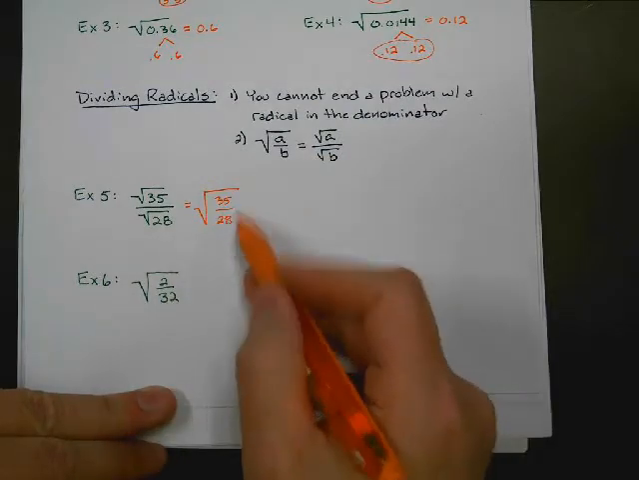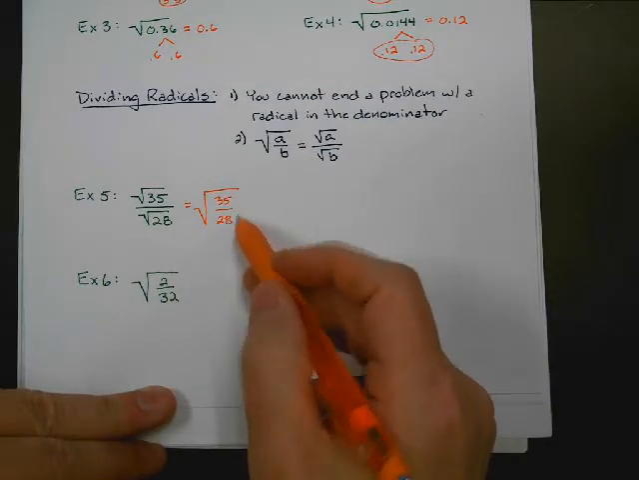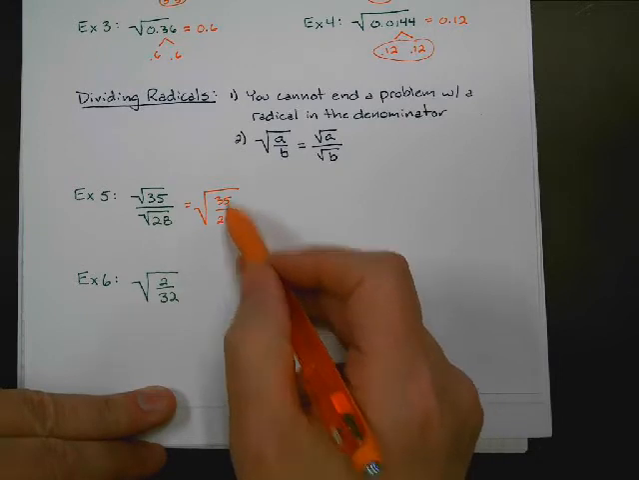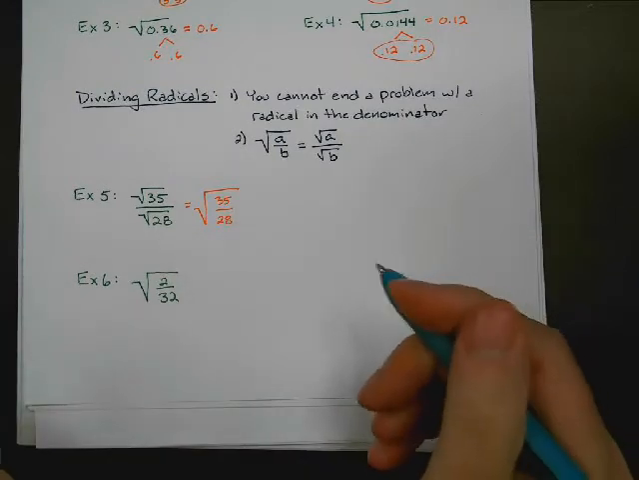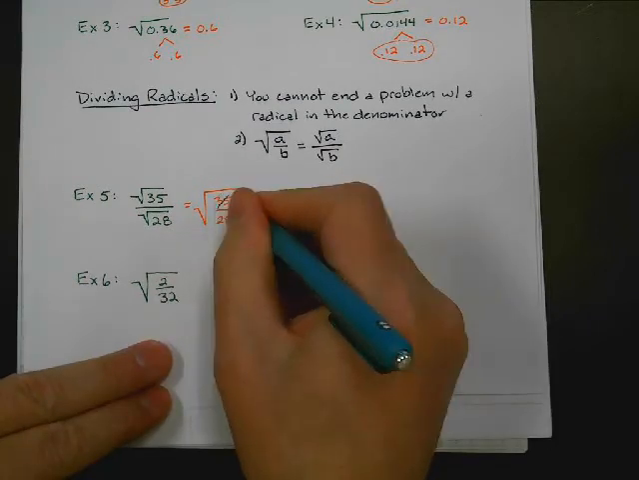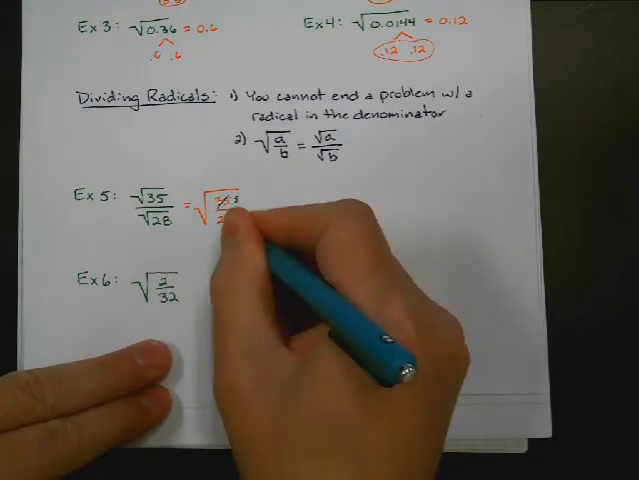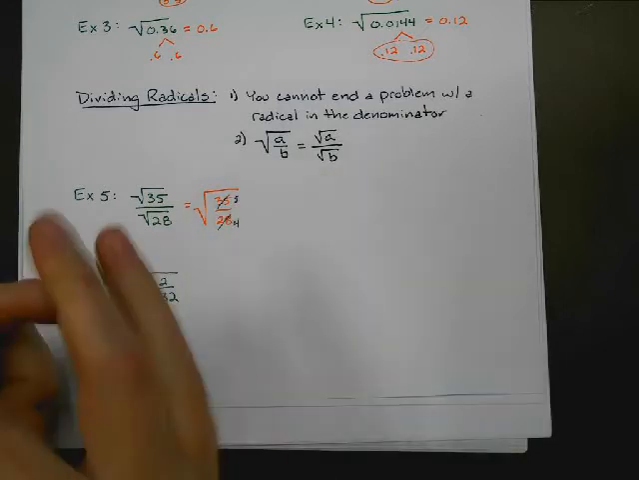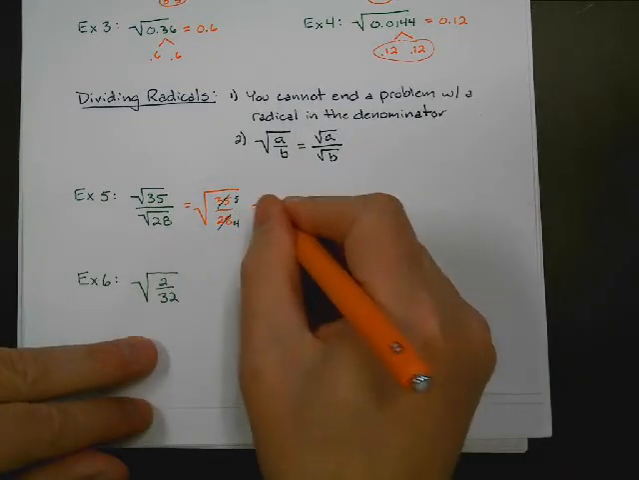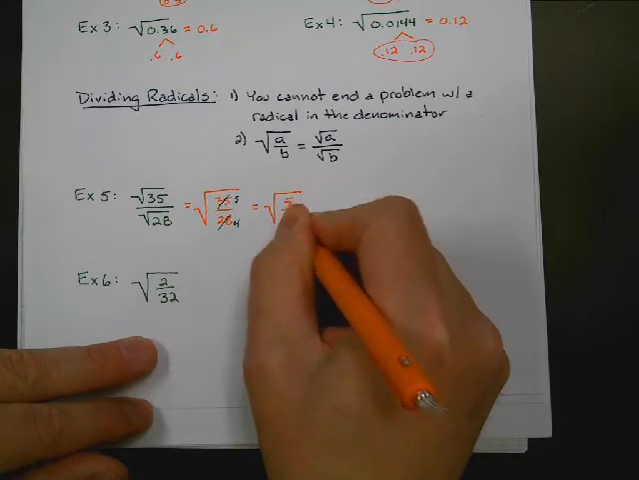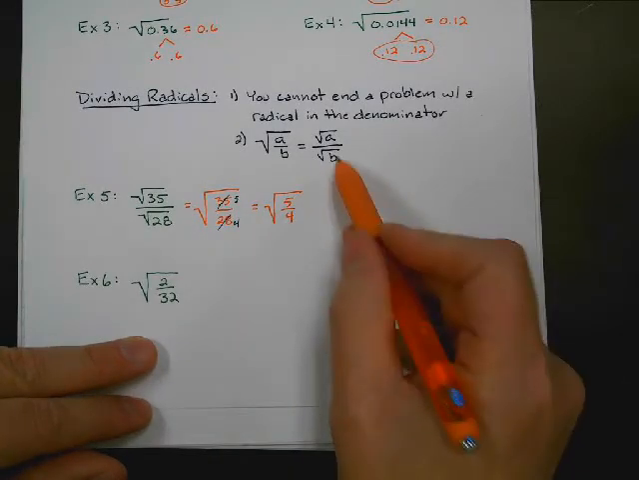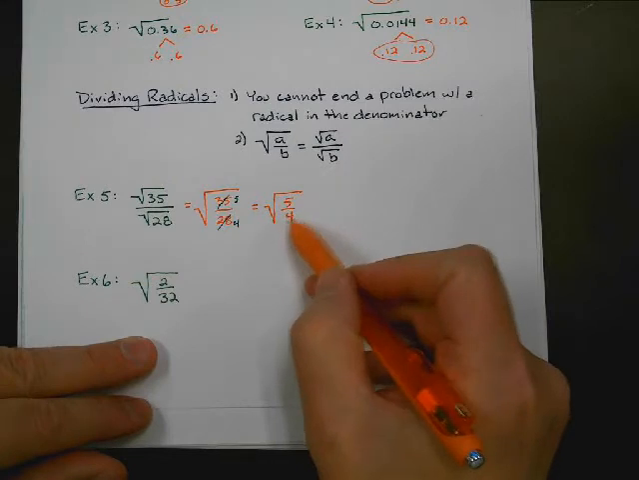So what I want to look at here is, can I reduce the fraction? So the fraction has 35 and 28. Does any number go into 35 and 28? Yep, 7 does. So this one would become 5, and this one would become 4. So this becomes the square root of 5 over 4. But I still have a radical in the denominator because this is in the radical.